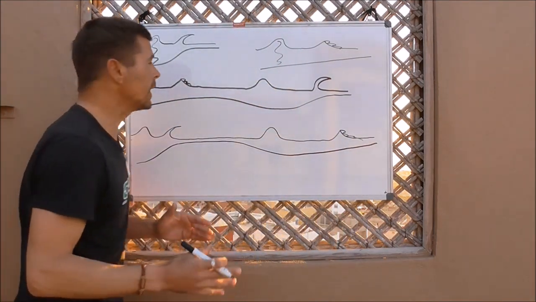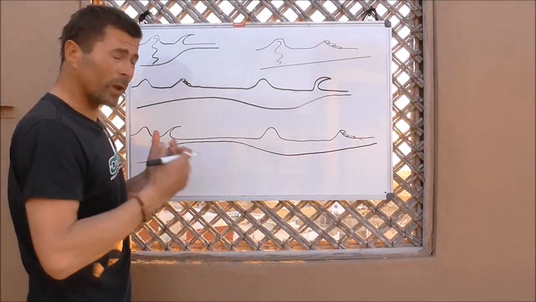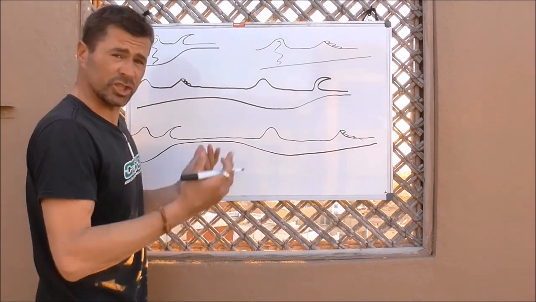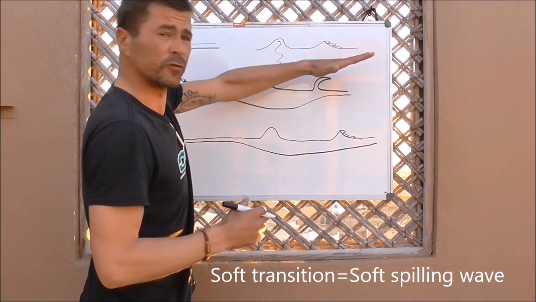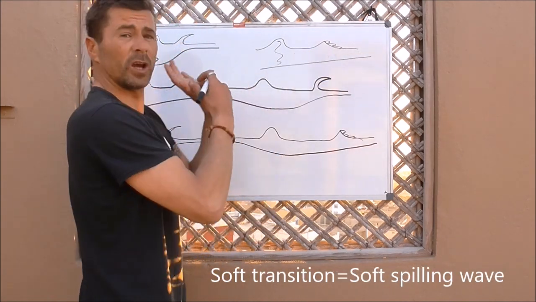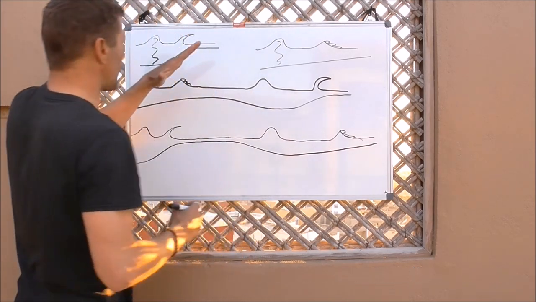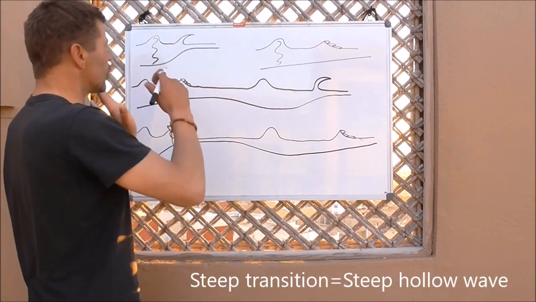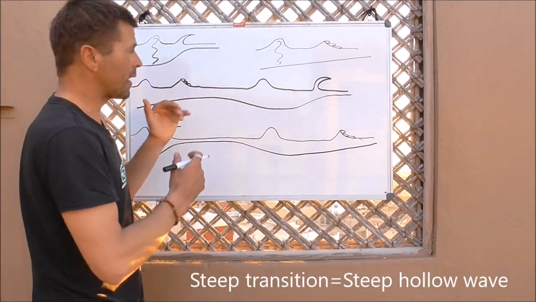So the key point to this is, when you're learning to surf, just starting out, you want a nice soft transition to your beach that will give you a nice soft spilling wave, as opposed to a very steep transition that will give you a very steep hollow wave.